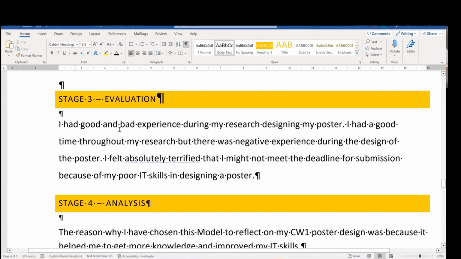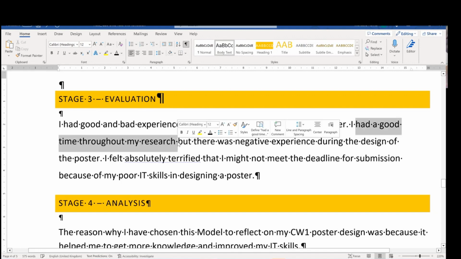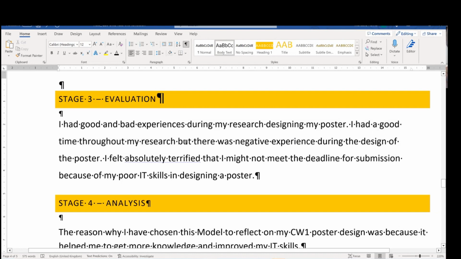For example, I had good and bad experiences during my research, designing my poster. I had a good time throughout my research. So what does it mean, you had a good time throughout your research? This is not very clear. Were you laughing a lot? Were you partying a lot? What does it mean?